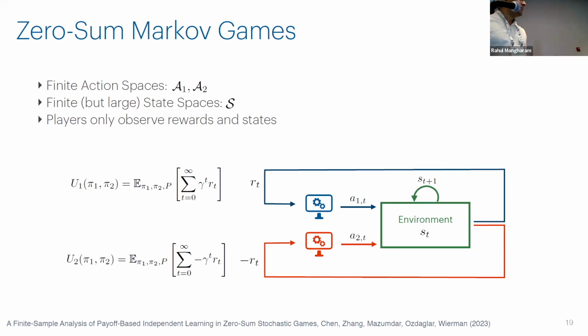So, a zero-sum Markov game is this setting where the two players play actions into the environment. The environment will go to the next state depending on the two actions. And then the players will get rewards. One gets a reward, the other one gets the negative of that reward. So it's a zero-sum game. And just for some notation, we're going to denote the utilities of both players, depending on the policies of both players, as U1 and U2, where U1 is the negative of U2.